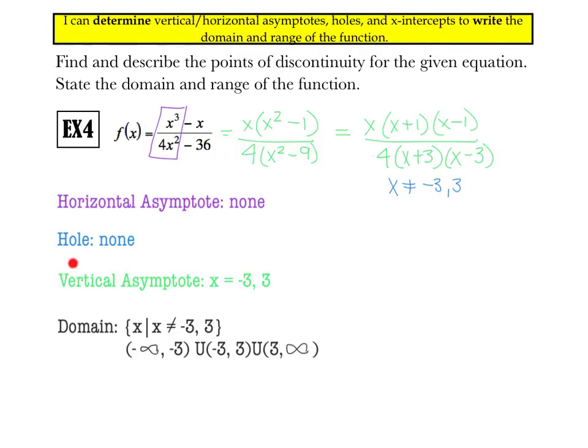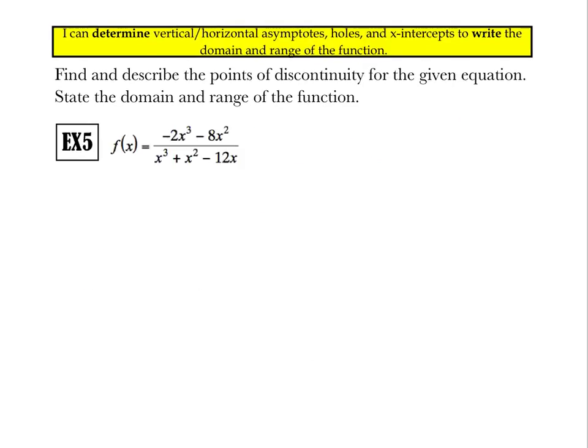And nothing canceled, so that's why there were no holes. Both of those discontinuities became vertical asymptotes, and then I just wrote my domain from there. So if you have any questions or points of confusion, make sure you write them down here, and we'll talk about them tomorrow.